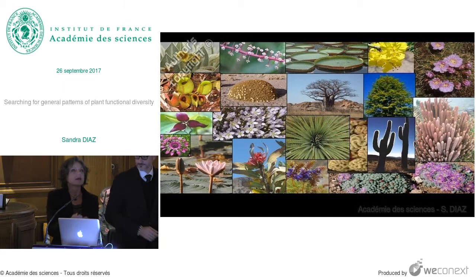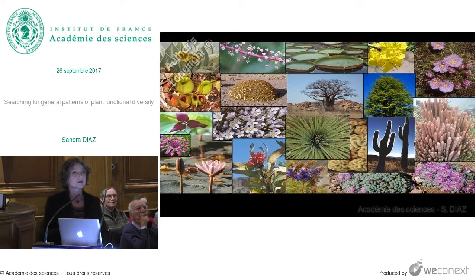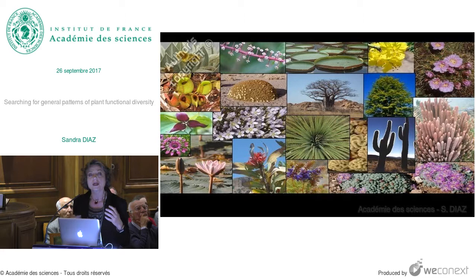So, as I said, people have always cherished the astonishing variety of form and function of plant life on Earth. At the same time, we understand that if we are to manage and conserve plant biodiversity and ecosystems, we need to identify a small number of general principles underlying this remarkable variety.